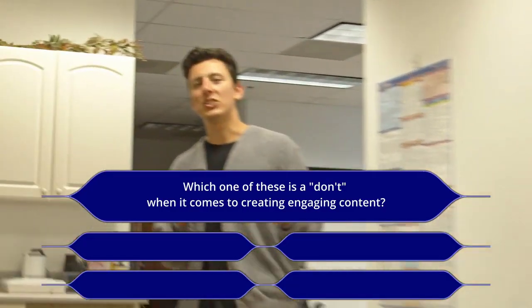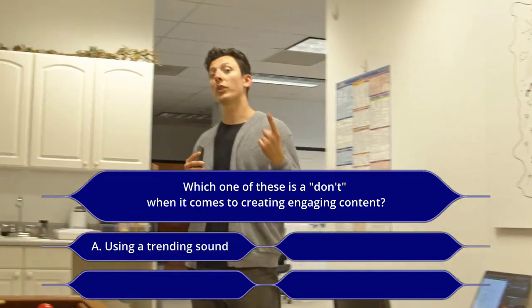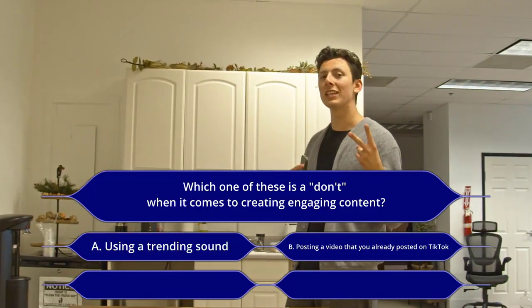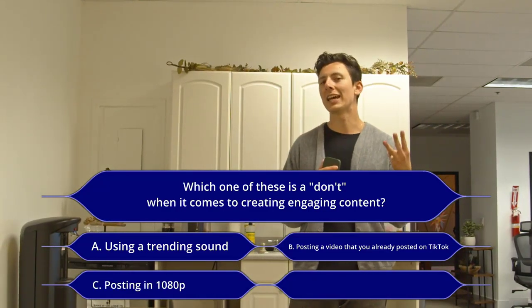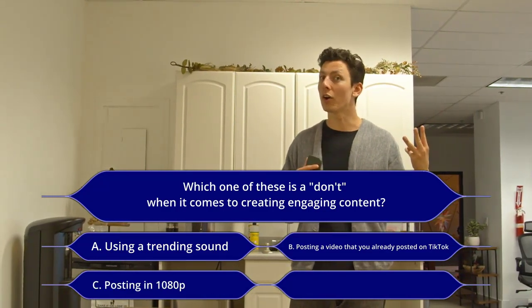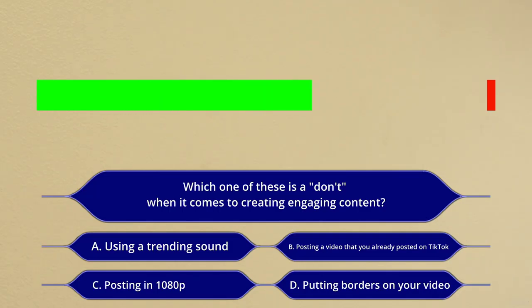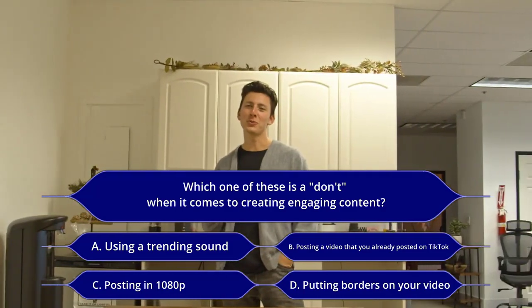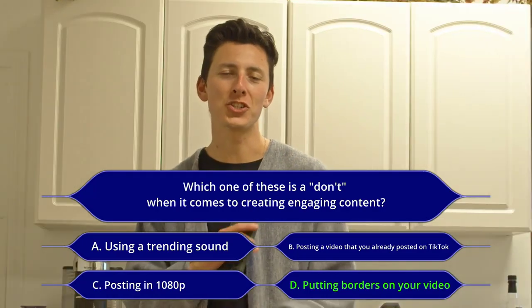Which one of these is a don't when it comes to creating engaging content? A, using a trending sound, B, posting a video that you already posted on TikTok, C, posting in 1080p, or D, putting borders on your video. I hope you chose putting borders on your videos, because that is a major, major don't.